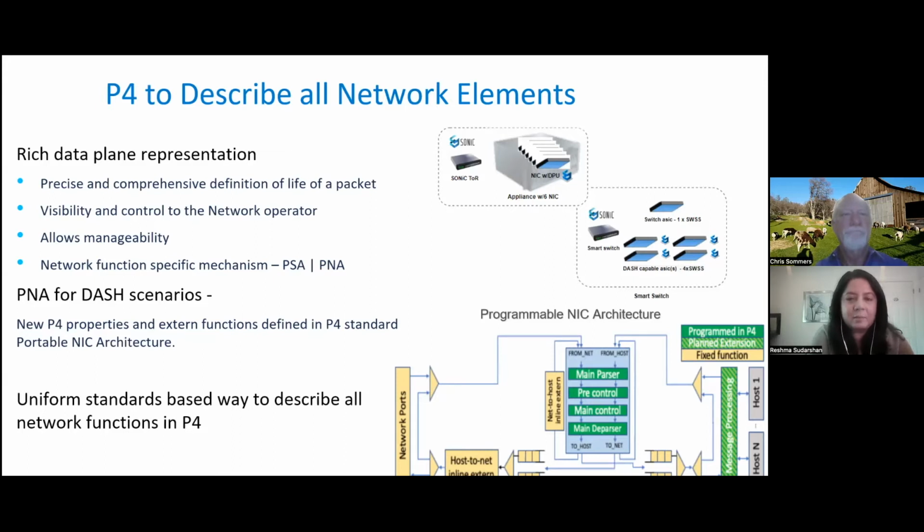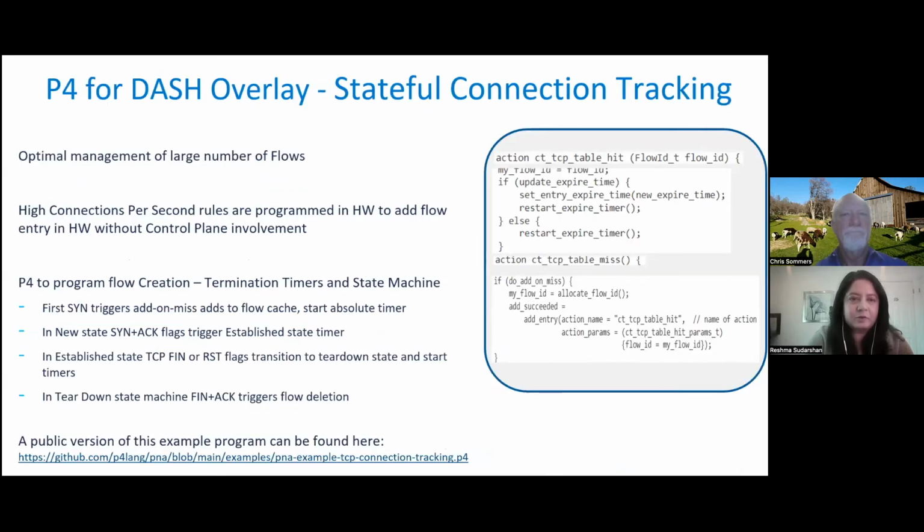PNA, the Portable NIC Architecture, is designed to model common features of a broad class of network interface card devices by providing standard APIs and coding guidelines to enable developers to write programs that are portable across multiple NIC devices that are conformant to PNA. Connection tracking is a feature in the data plane that is used to keep track of individual flows and allow for stateful operation of the flows.